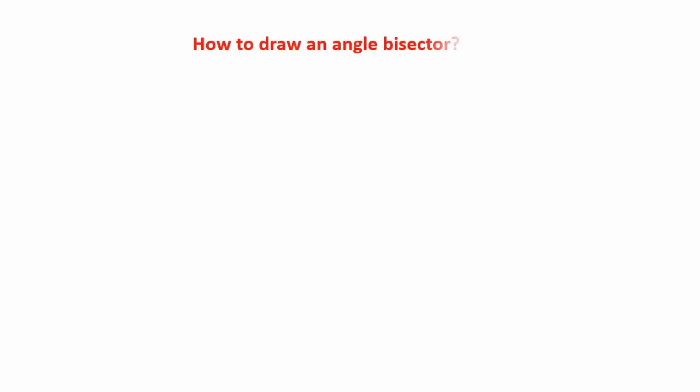Let's recall how to draw an angle bisector. For drawing an angle bisector, first we must have an angle. For that, first of all, you have to draw a line segment OB using any length, and from O you have to draw another line segment OA. Both the line segments are meeting at O and angle AOB is formed.